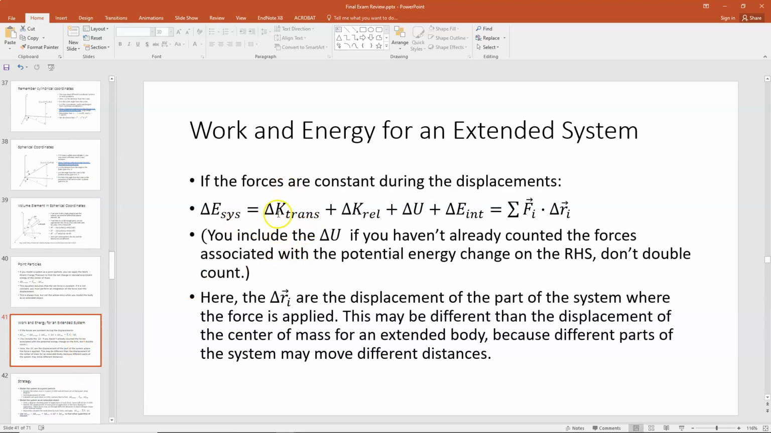If you've got a system that is an extended body and isn't well served by the point particle model, then you can use this equation here. The change in energy of the system will be equal to the change in the translational kinetic energy plus the relative kinetic energy plus any change in potential energy plus the change in the internal energy, and that will be equal to the sum of the works.